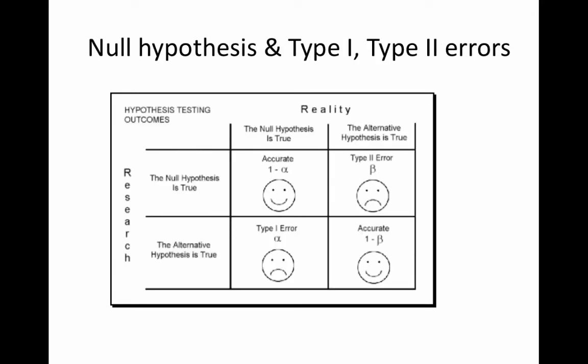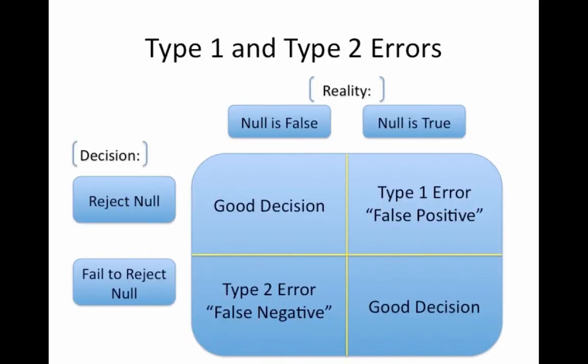The null hypothesis and type 1 and type 2 errors. In reality, if the null is false and you decide to reject the null, you have made a good decision. If the null is true and you fail to reject the null, you have also made a good decision.